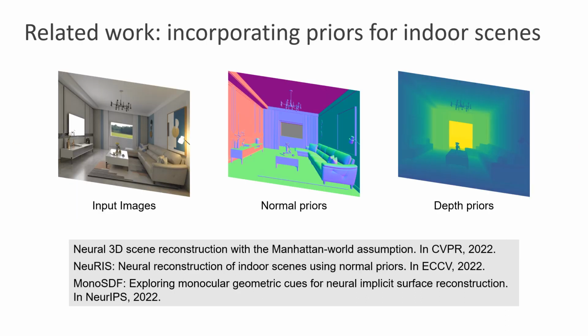However, for complex indoor scenes, it is insufficient to achieve plausible 3D reconstructions from RGB loss only. Recent methods such as MonoSDF incorporate additional geometry priors, including depths and normals, for better reconstruction quality. Our method also exploits depth and normal priors to guide network optimization.